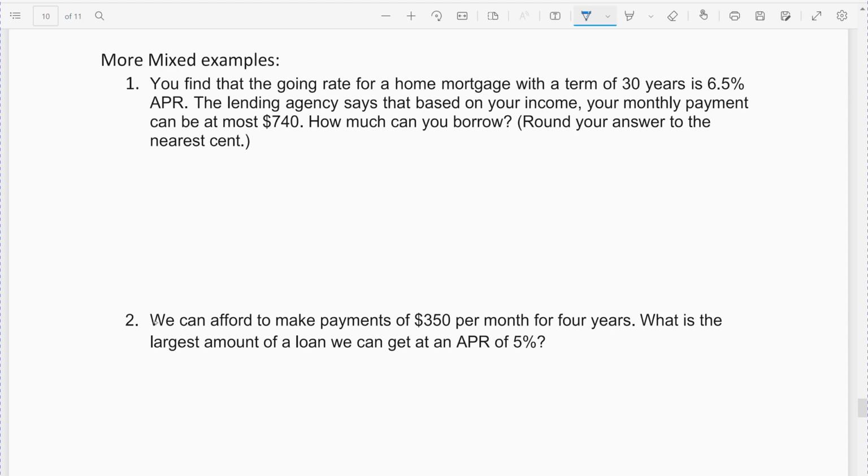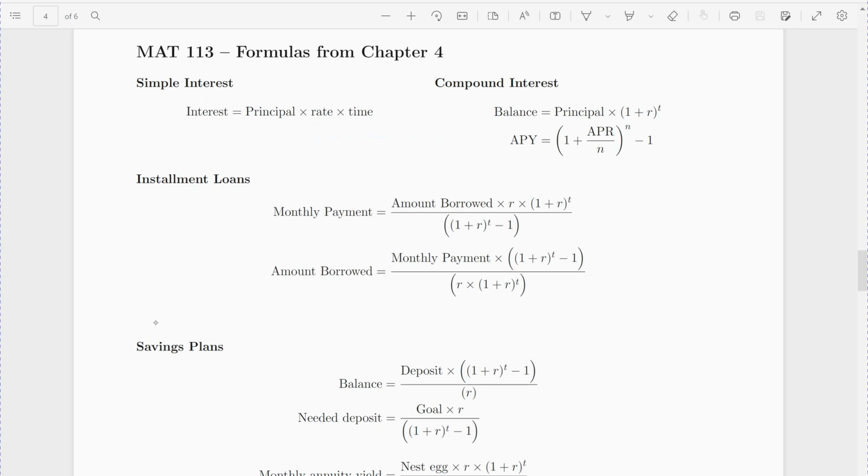Alright, so suppose that you went to find a mortgage. The terms of your mortgage are 30 years at 6.5%. The lending agency, based on your income, says your monthly payment can be at most $740. How much can you borrow? Round your answer to the nearest cent. This one is asking how much you can borrow, so when you go to the formula, it's the second one that you want to use.